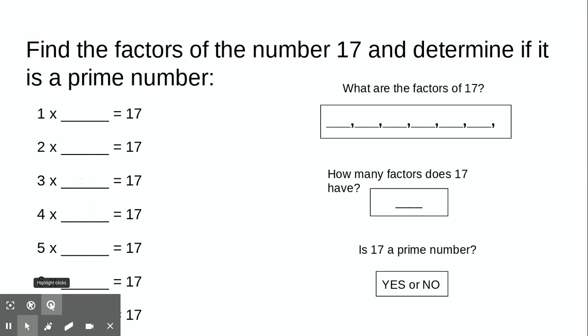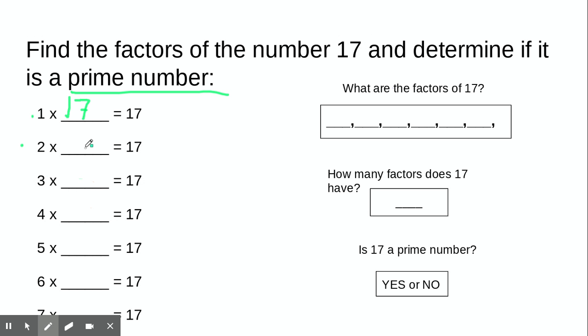All right, so we are going to find the factors of the number 17, and then we're going to determine if it is a prime number. So first thing we'll do is we will factor out 17. So 1 times what number is 17? 1 times 17 is 17. How about 2? 2 times what number is 17? It doesn't work, so we can cross it out.